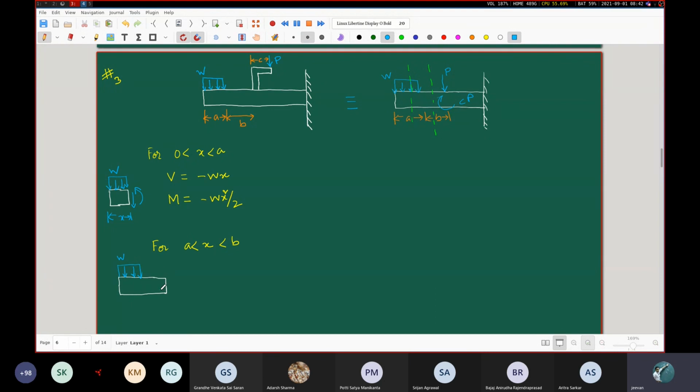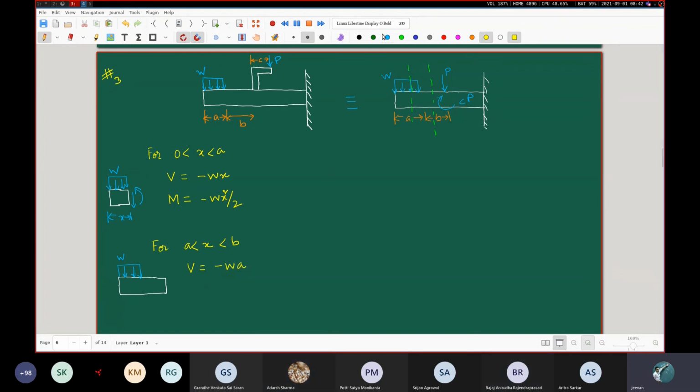Between A and B, there is no extra force. You see, between A and B, nothing else is there. All right. So now you tell me what should be the expression of the V. Minus w into a. Minus w a. Very good.